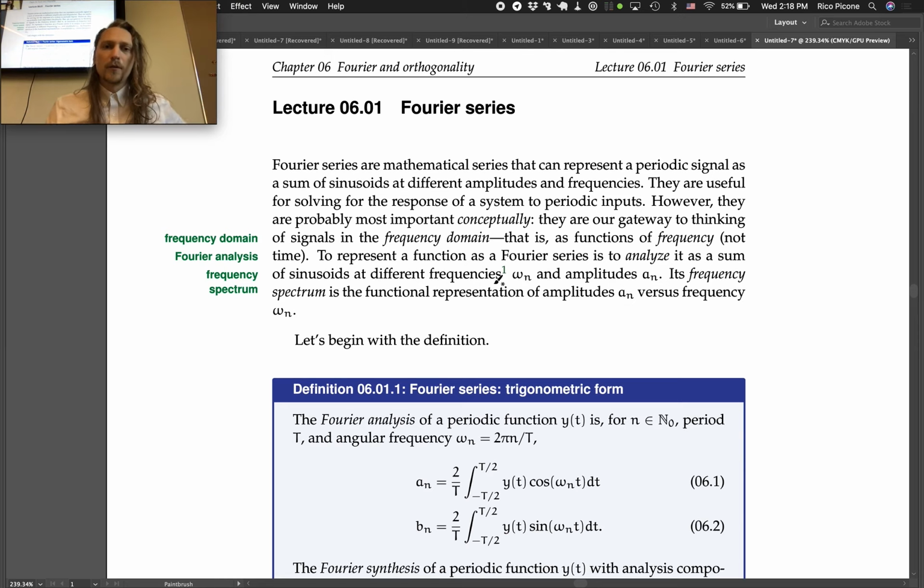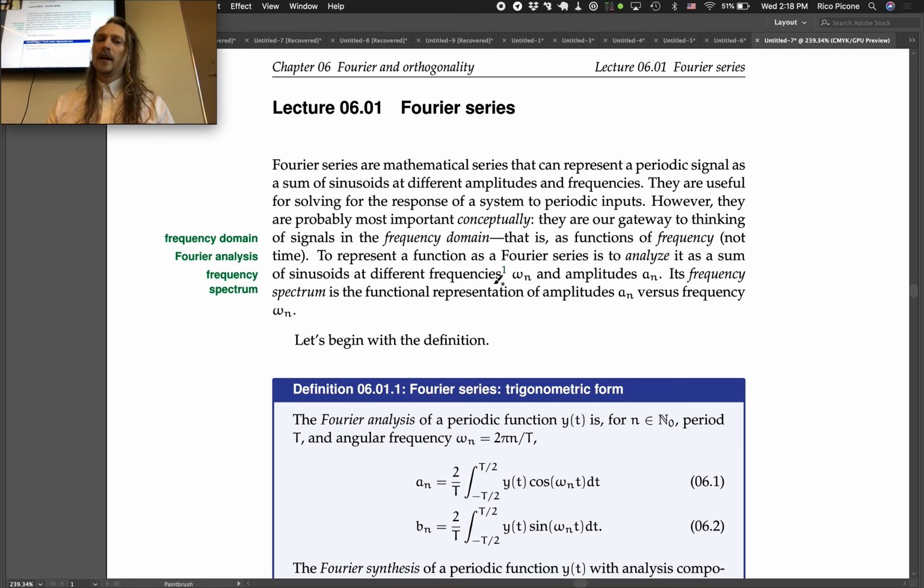Fourier series are mathematical series that can represent a periodic signal as a sum of sinusoids at different amplitudes and frequencies. They're useful for solving for the response of a system to periodic inputs. However, they are probably most important conceptually. They are our gateway to thinking of signals in the frequency domain, that is, as functions of frequency, not time.